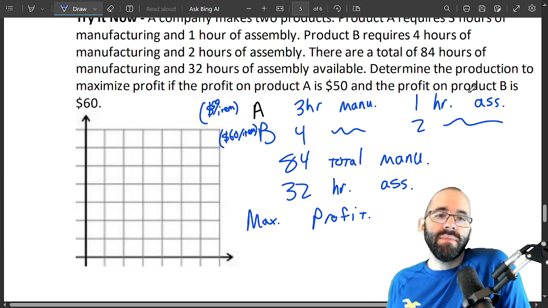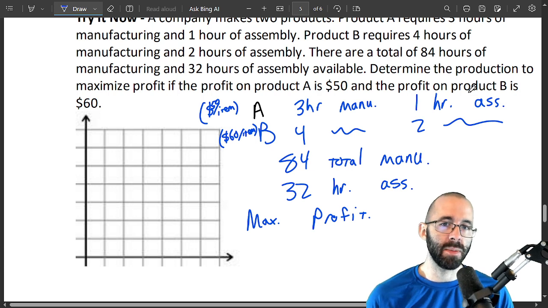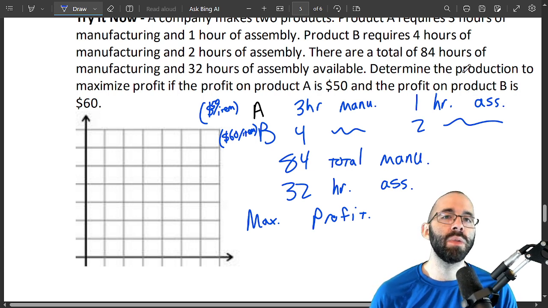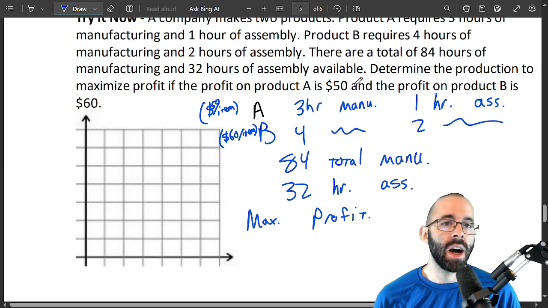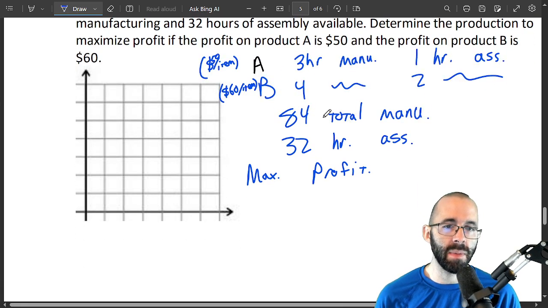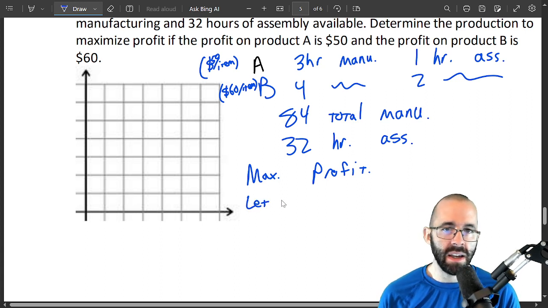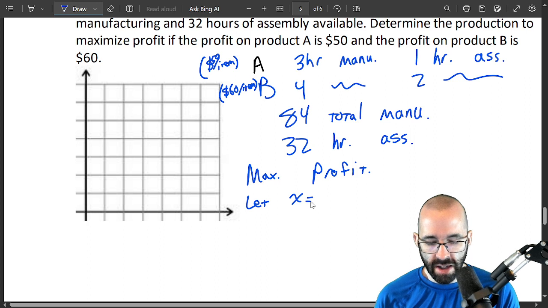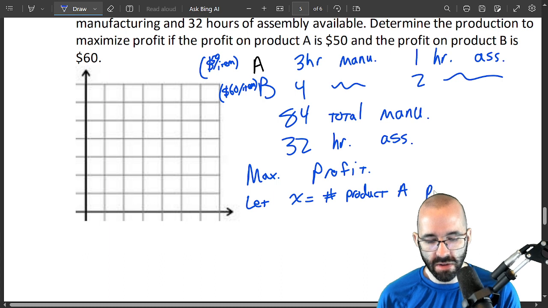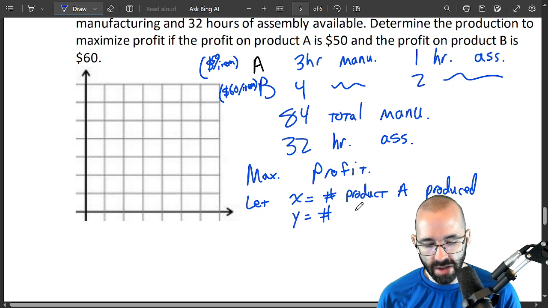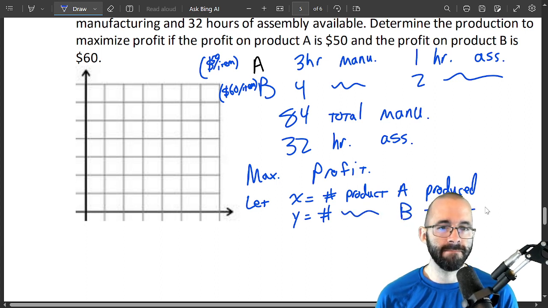All right, so first we have to decide what our variables are. Determine the production. What it wants us to find is the production. So how many of item A do we produce? How many of item B do we produce? That's the decision that's being made here. You could let X and Y, you could let A and B, whatever you want. Let X equal the number of product A produced. This is step 1. And Y be the number of product B produced.